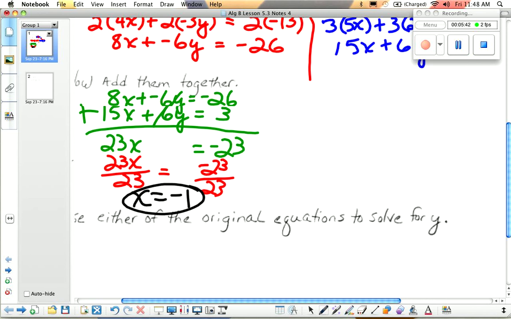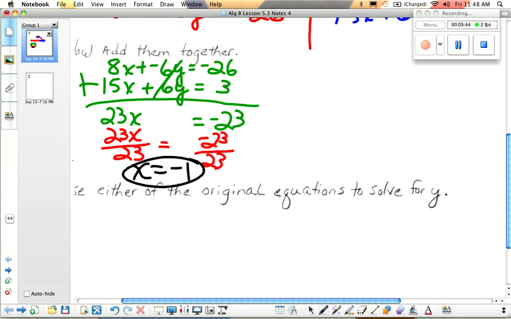Anybody else get a value of -1 for x? It took me 3 tries, but yeah, I did. That's what should happen. We should get x equals -1. If it didn't, we have to figure out where it's going wrong. Ask questions if you need to.